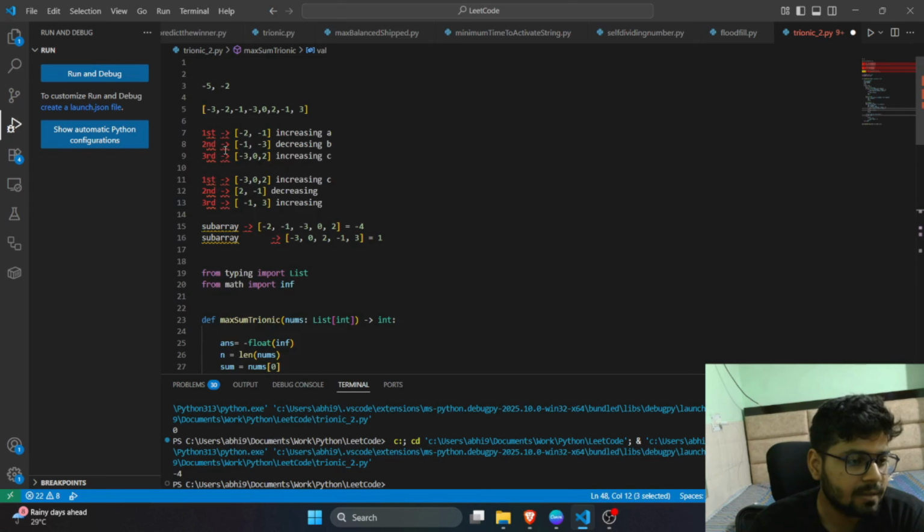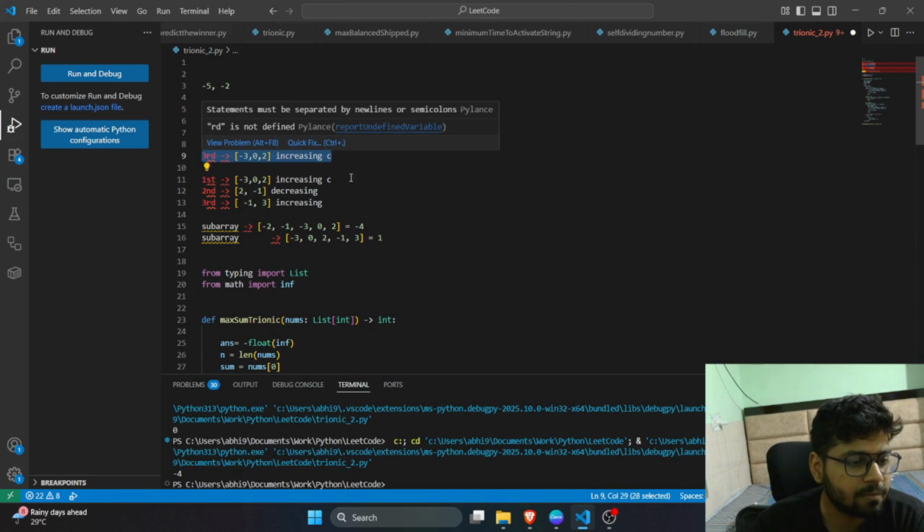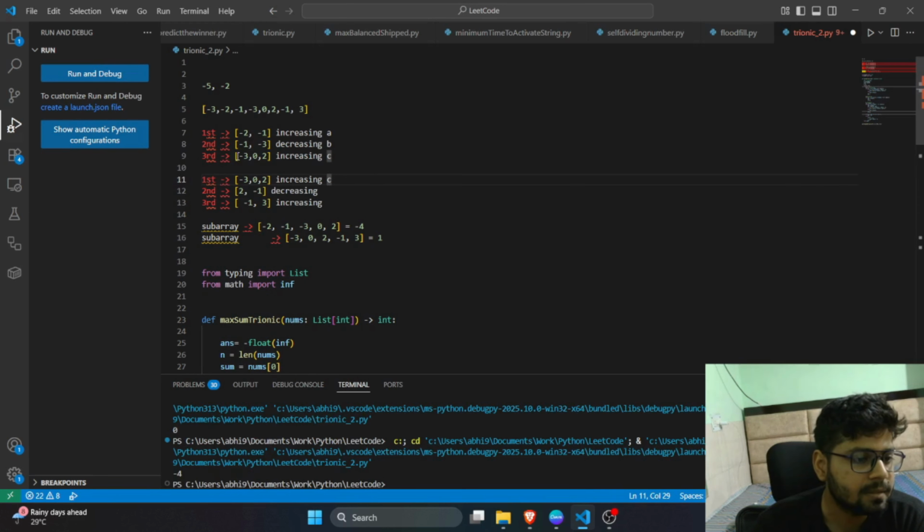Like in this, we are taking this subarray, but what we can do is skip the minus 3 itself. Then it is itself also increasing. We can just remove this. It's also following the same thing, but what we have done here is we have excluded minus 3.